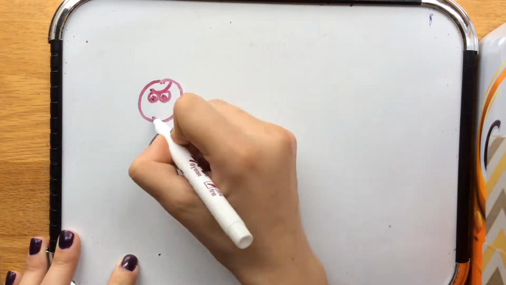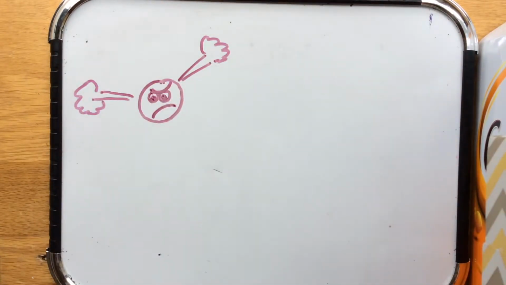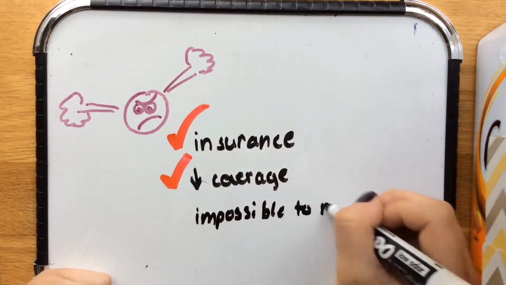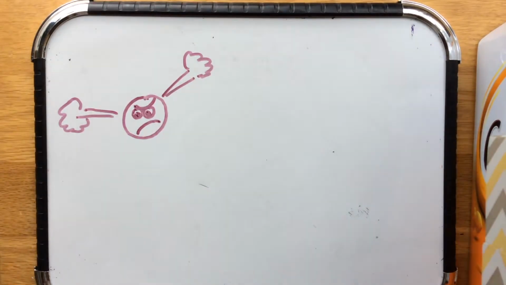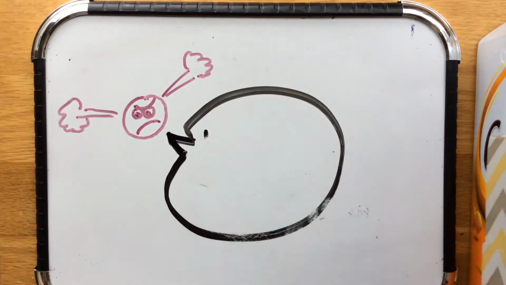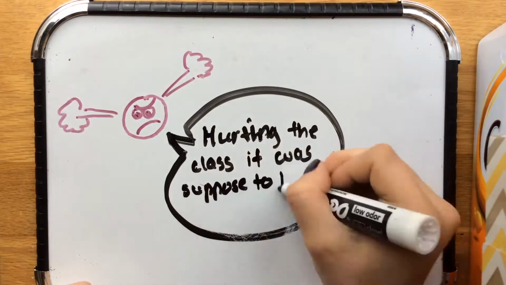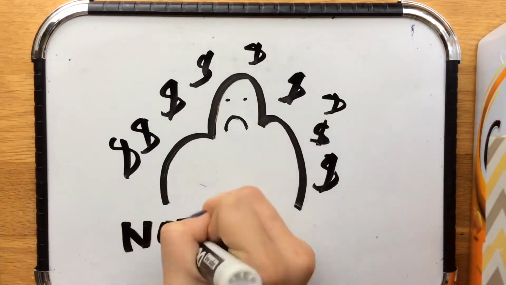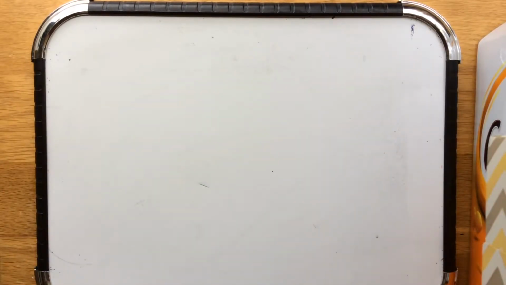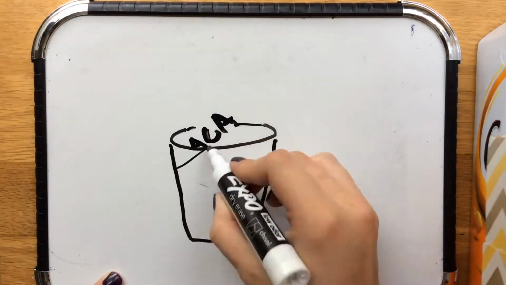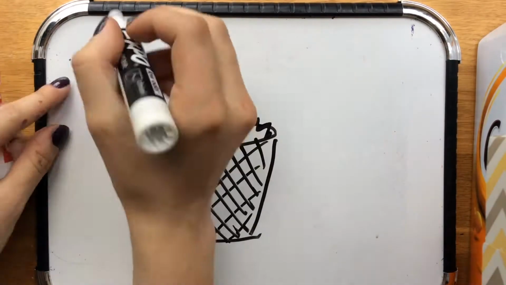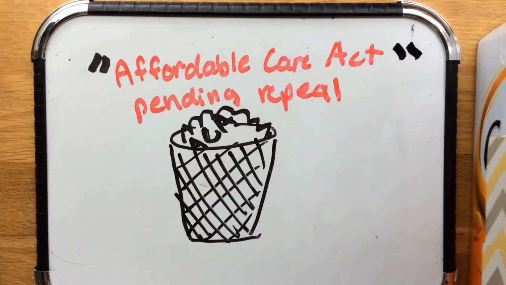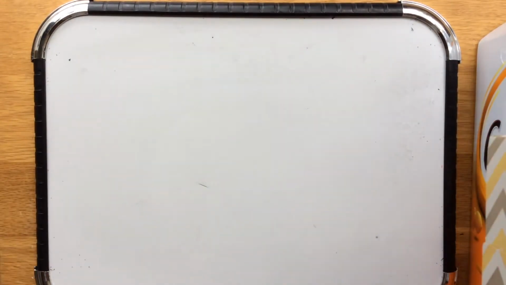A lot of people are angry about this. Insurance is there, but the coverage is decreased and you can't even reach your deductible. So what's the point? And it's hurting the class it was supposed to help, isn't it? If you're wealthy, you're happy. If you're poor, you're not, and it's not fair. So a lot of people want the ACA to be trashed, and current President Donald Trump agrees and believes it should be repealed.